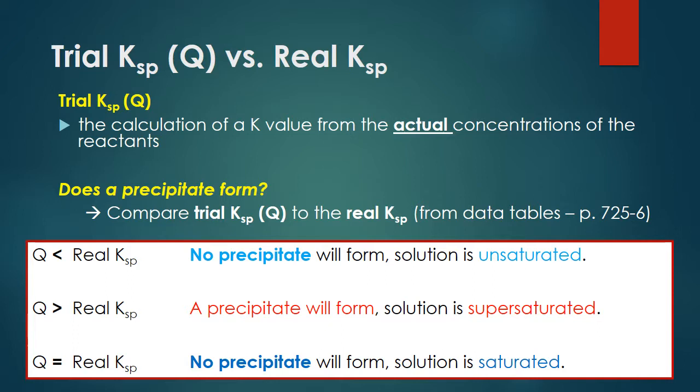If Q happens to be exactly the same as your real KSP, you're not going to get any precipitate because you're exactly at saturation. So that means nothing has actually come out of solution. It is all dissolved, but just barely.